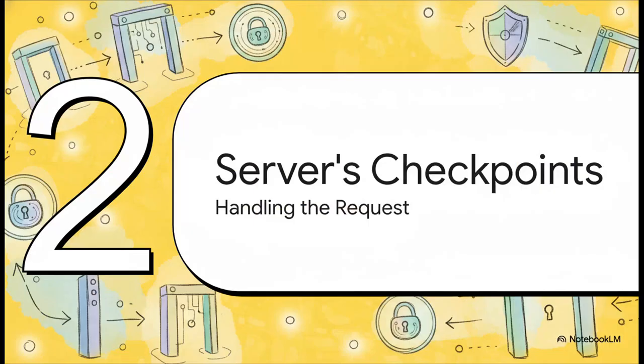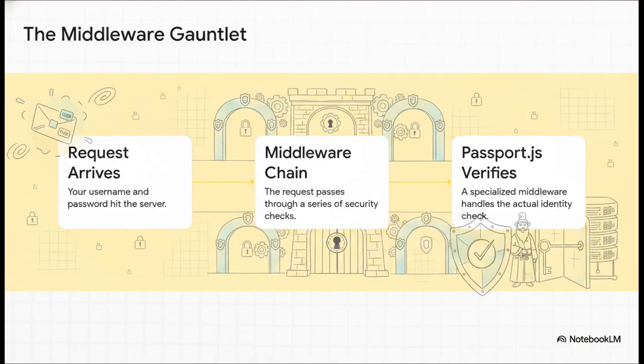So to get around this forgetfulness, servers have to set up these digital security checkpoints. When your login information finally arrives, it doesn't just get a simple thumbs up or thumbs down. Oh no, it has to run a gauntlet. In the world of web frameworks, we call these checkpoints middleware. Your request has to pass through a whole chain of these things, and each one has a specific job to do. The best way to think about it is like the security line at an airport. And somewhere in that line, there's a specialized agent whose only job is to check your credentials and verify you are who you say you are.